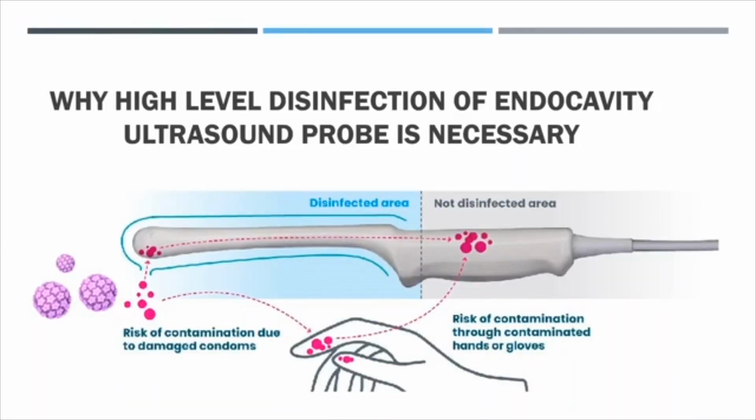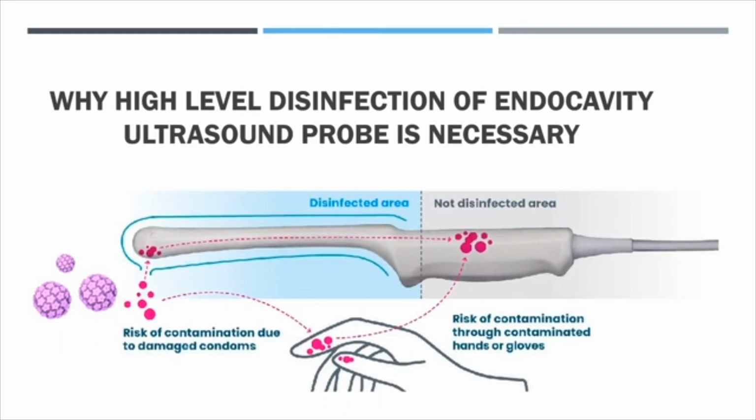So here is a probe. Now, why is high-level disinfection of an endocavity probe necessary? The area, as you can see, would have direct contact with a mucous membrane, for instance, and there's certainly a risk of contamination due to damaged condoms.